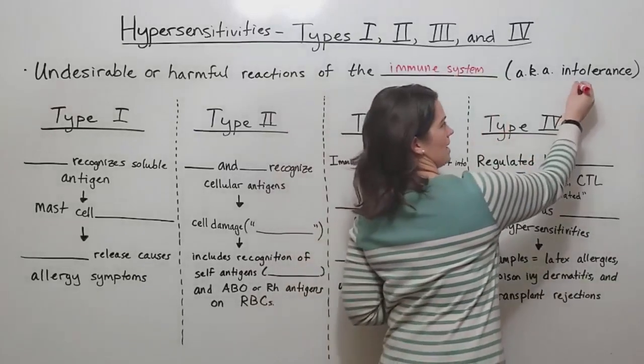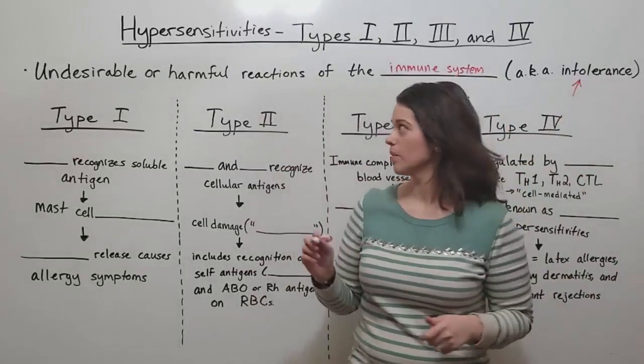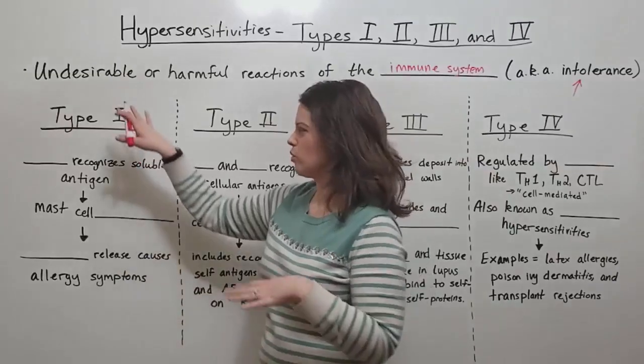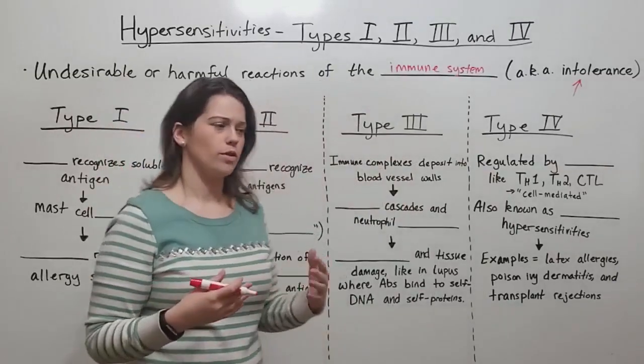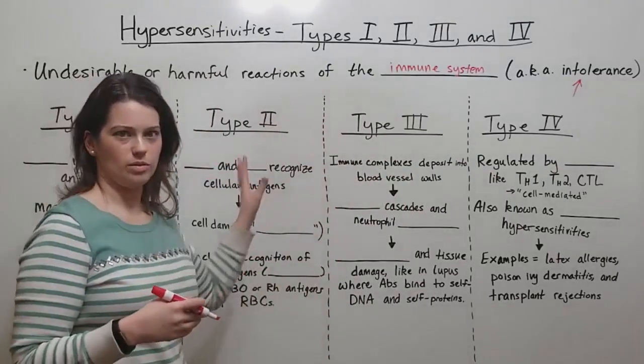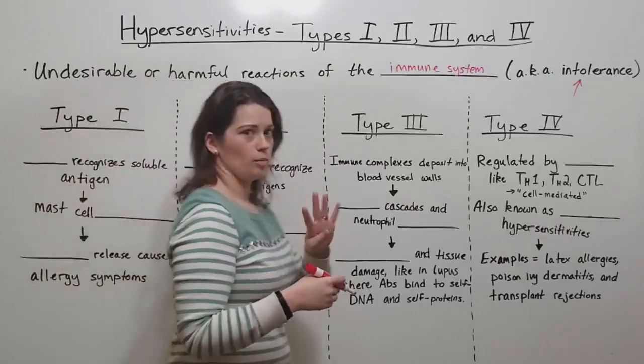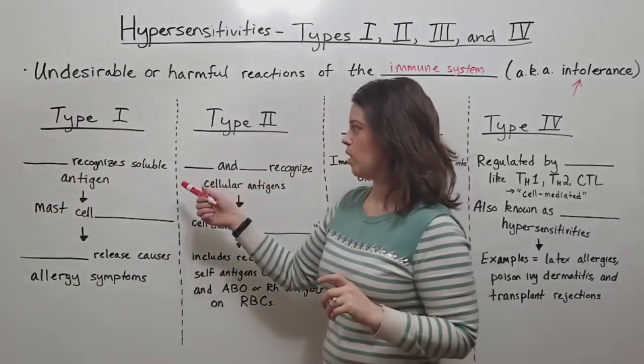Sometimes also called an intolerance. Specifically, when we're talking about more undesirable things rather than harmful things, but an intolerance can be used to discuss all of them. So now let's talk about those 4 different types, starting with type 1.